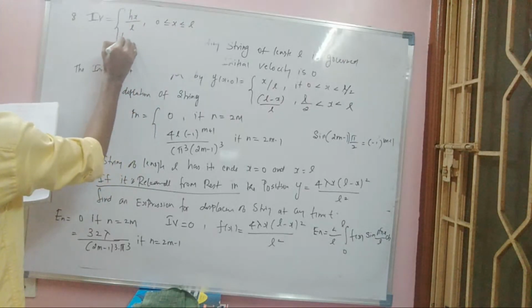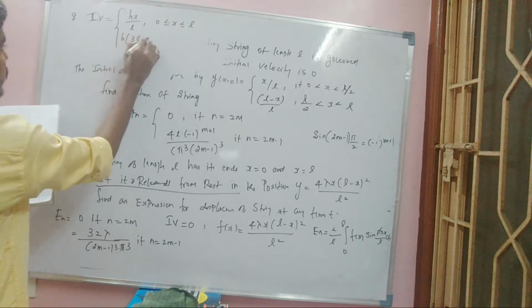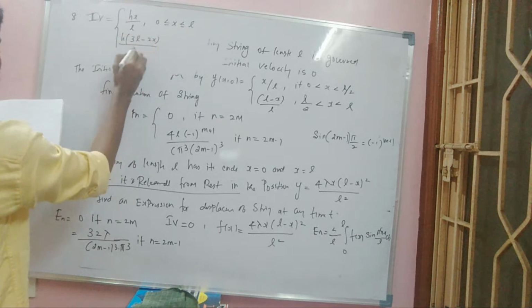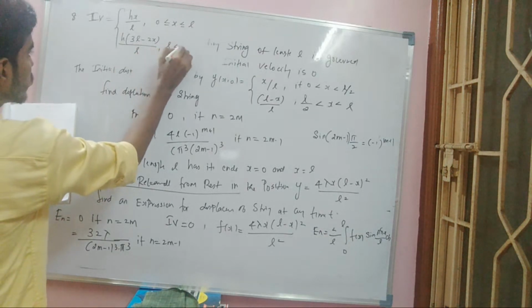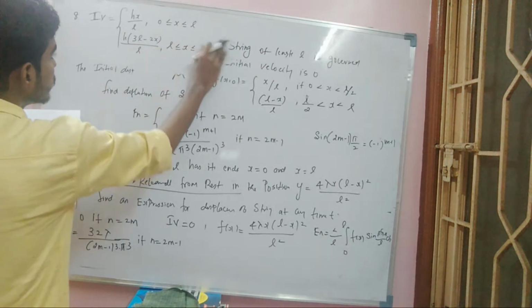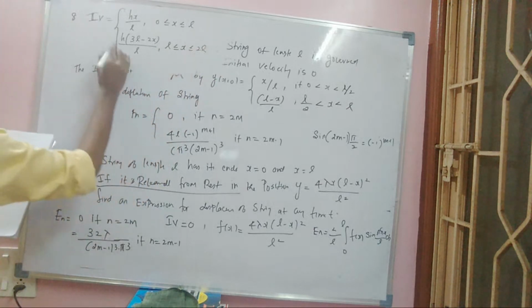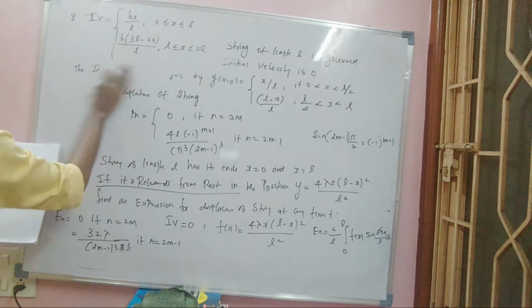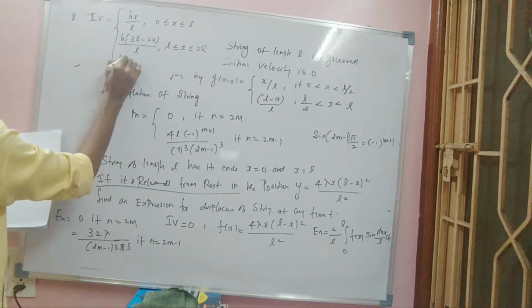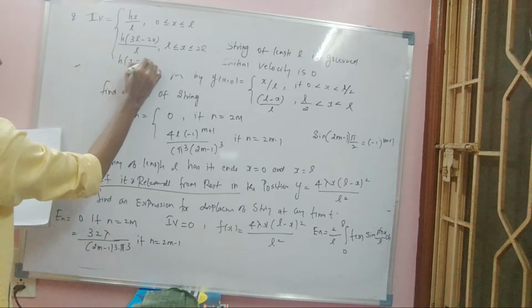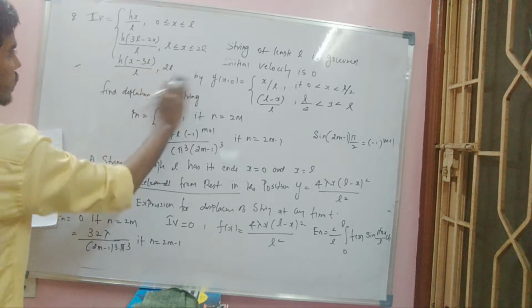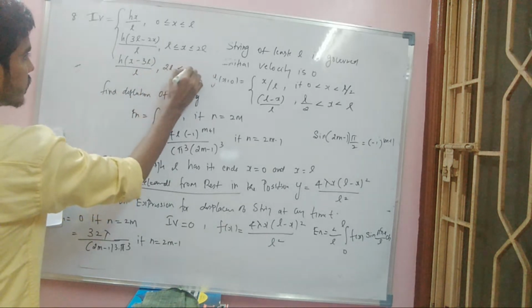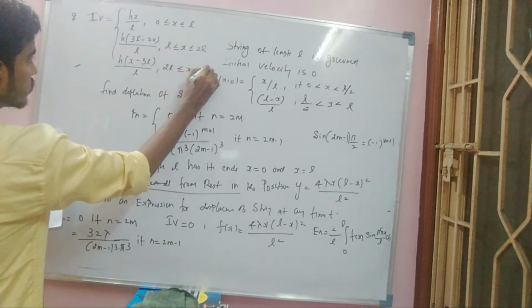For x from 0 to L, h into x by L; for L to 2L, h into (3L minus 2x) divided by L. This question will not be asked, but just for your practice I am giving this. It's a very big question. And h into (x minus 3L) divided by L when 2L is less than x is less than 3L.